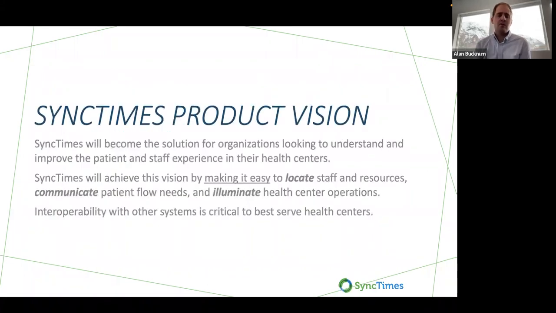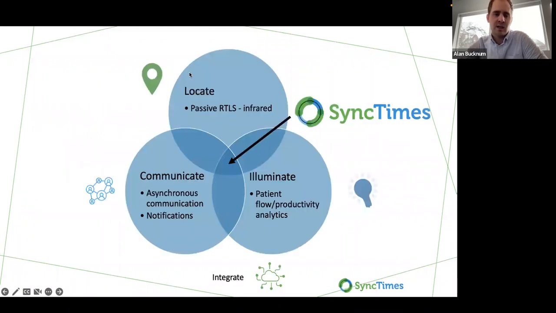So talking a little bit about our vision, at our summit last year here in person, we did a little facelift on the product vision to clarify what we're aiming to do. And that is really to understand and improve the patient and staff experience in our health centers. We help achieve that vision through four things: locating, communicating, and illuminating health center operations, as well as integrating with other systems. Those are the four things that we're going to talk about.